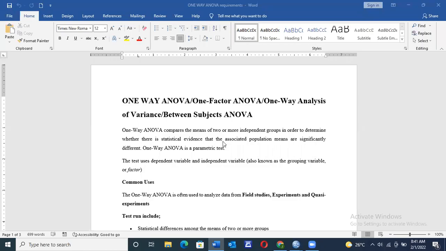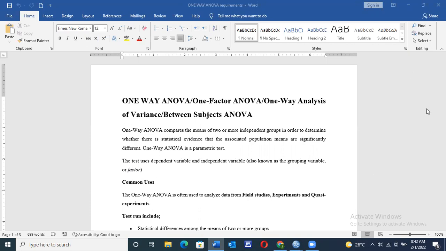Today, we're going to look at one-way ANOVA, which is also known as the one-factor ANOVA, one-way analysis of variance or between subjects ANOVA. One-way ANOVA is normally used to compare means of two or more independent groups so that we can determine whether there is statistical evidence that the associated population means are significantly different. One-way ANOVA is a parametric test, and by this, the assumption of normality has to be obeyed. The test applies a dependent variable and an independent variable, which is also known as the grouping variable or factor.